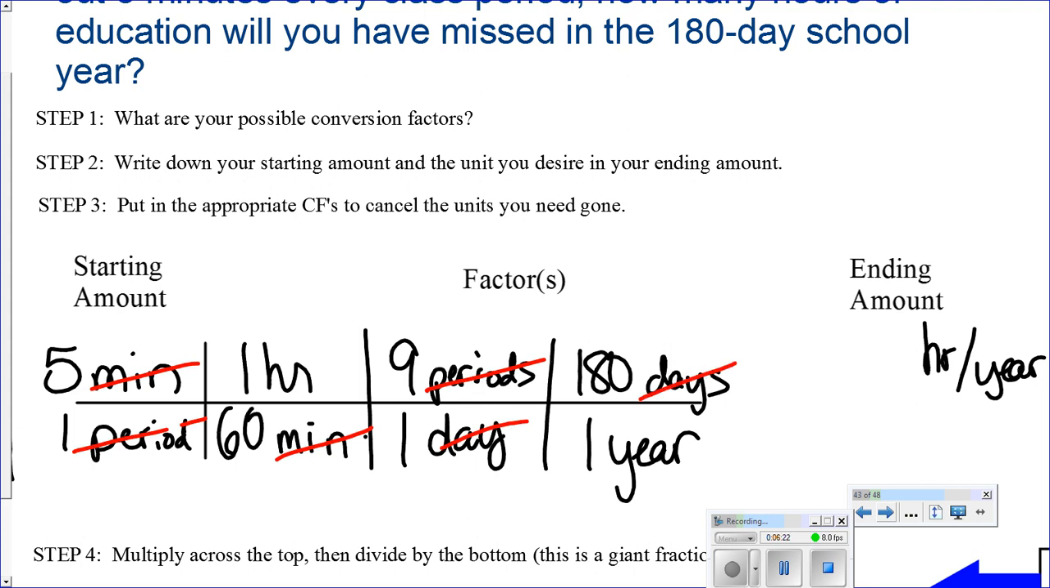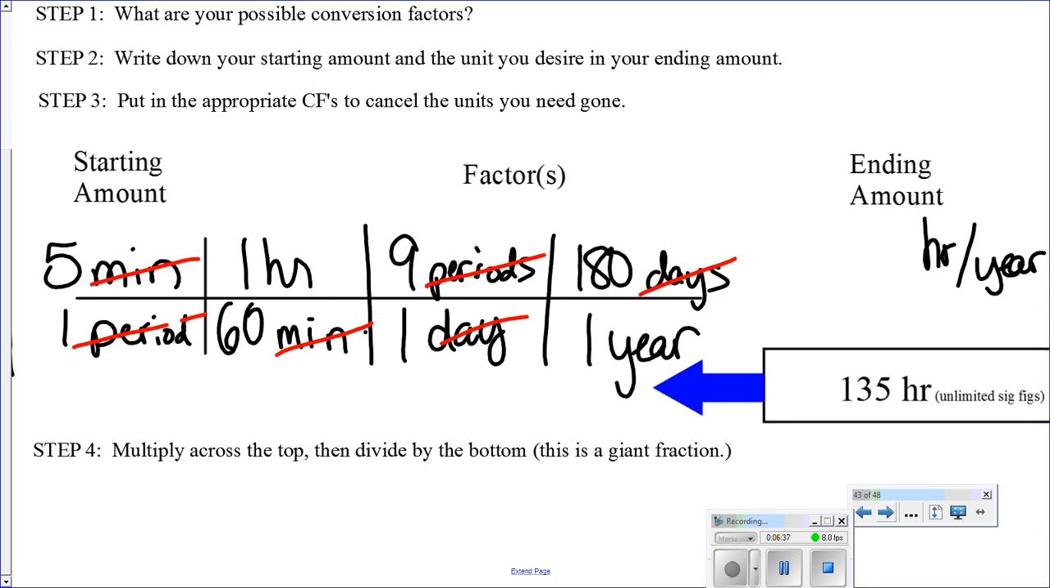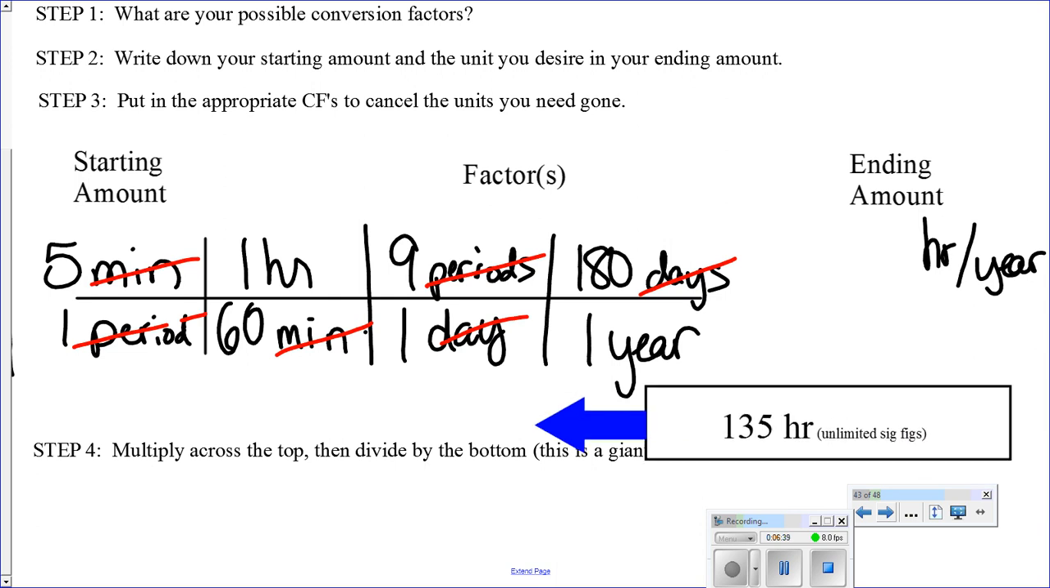So you do 5 times 9 times 180 divided by 1 times 60 times 1. And I used unlimited sig figs on this, kind of a for fun problem. Obviously, I'm treating the 5 minutes like everything there is exact, which isn't really true about the 5 minutes, but it's a fun little problem to make you think about 5 minutes adding up to a lot of hours of missed learning.